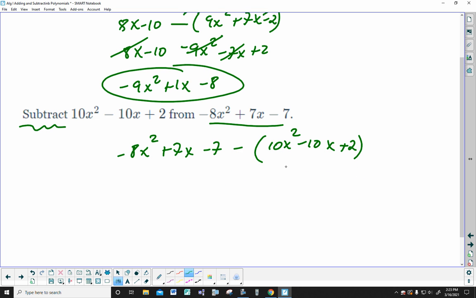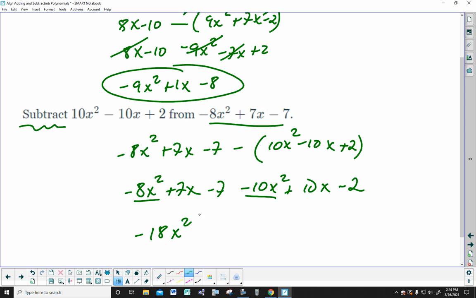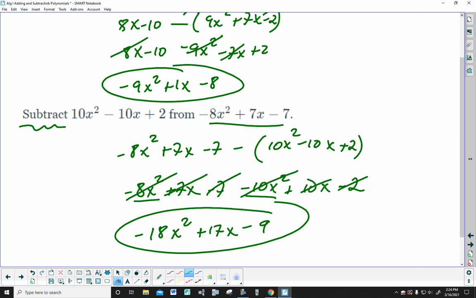This subtraction has to distribute through. So the front one just sits there, goes along for the ride. Minus 10x squared, plus 10x, minus a minus 10x is plus 10x, minus 2. There you go. Minus 8x squared minus 10x squared is minus 18x squared. These are taken care of. 7x plus 10x is 17x. Taken care of. Minus 2 minus 2 is minus 9. These are taken care of. There's your answer. Okay, I believe that's the last screen.